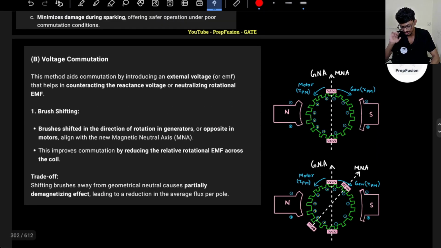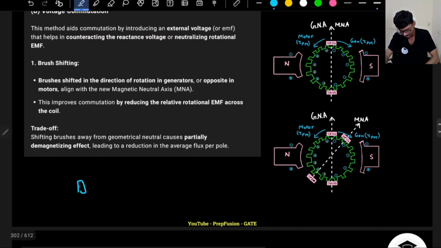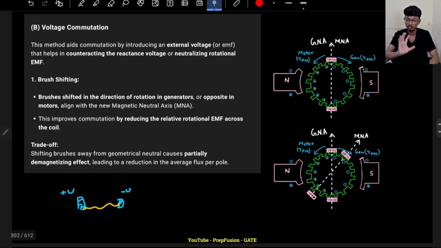Okay, next method is voltage commutation. This method aids the commutation by introducing an external voltage that helps in counteracting the reactance voltage. So the coil will develop a reactance voltage, and I will give an additional voltage that will counteract it so that there is no sparking. How does sparking happen? Whenever there are two conductors with a voltage difference between them, let's say plus V and minus V, there will be sparking. If this voltage difference is very high, that's why we don't want our reactance voltage to go very high.